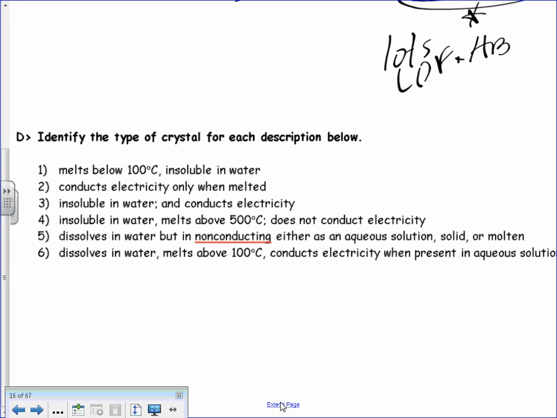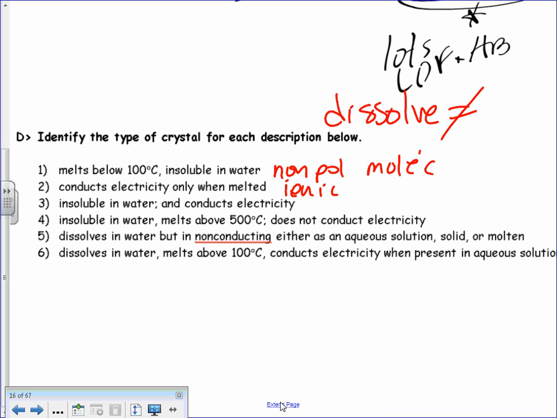So the first one definitely is, why is it nonpolar? Nonpolar molecular. Conducts electricity only when melted: ionic, because the other ones would conduct electricity. And I do want you to denote someplace on this paper, dissolves does not mean ionize. Those are 2 different terms. Dissolve just means get surrounded by water. Ionize means make ions.